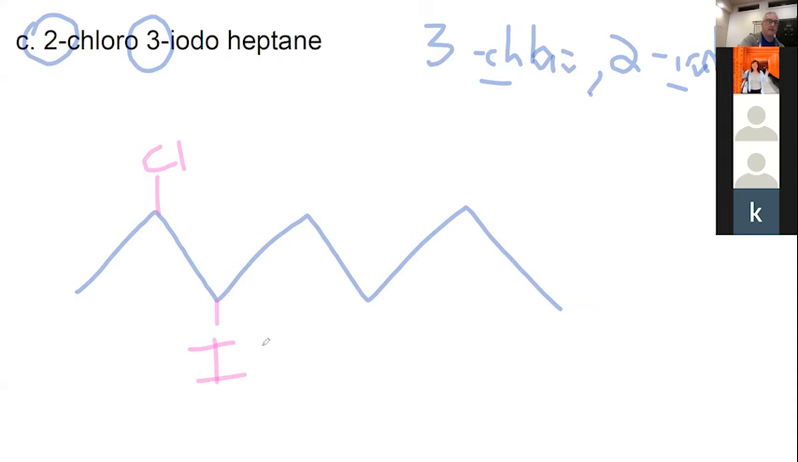And then when you're doing the Lewis structure, you just want to have 7 carbons in a row. 3, 4, 5, 6. And then you have CH3 at the end, CH3 at the end.